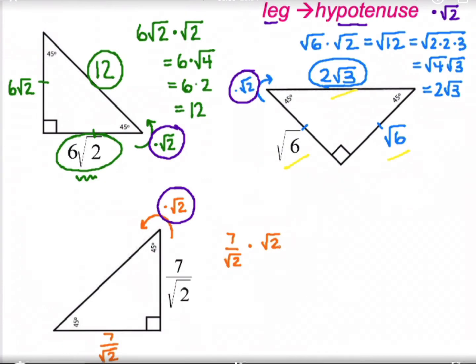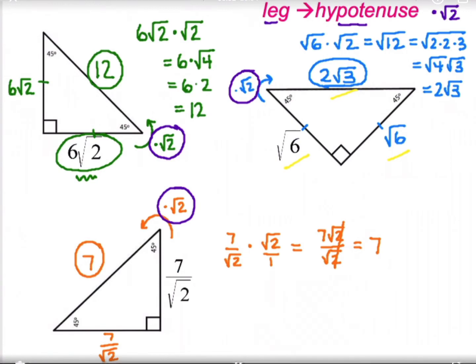And if you want to think of that as the square root of 2 over 1, you sure could. If we multiply straight across, because it's fractions, we have 7 square root of 2, and on the bottom, square root of 2 times 1. And the square root of 2 divided by the square root of 2 is just 1, so we would have a hypotenuse of 7.